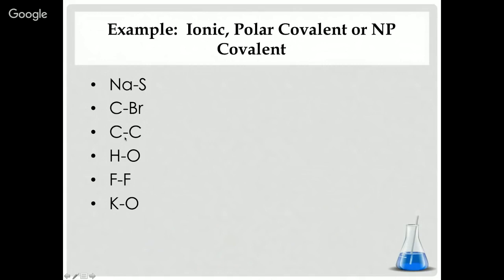The next example we have is nonmetal and nonmetal. So this is going to be covalent. Since they're both the same, the electronegativity difference is going to be 0. So this would be a nonpolar covalent bond.